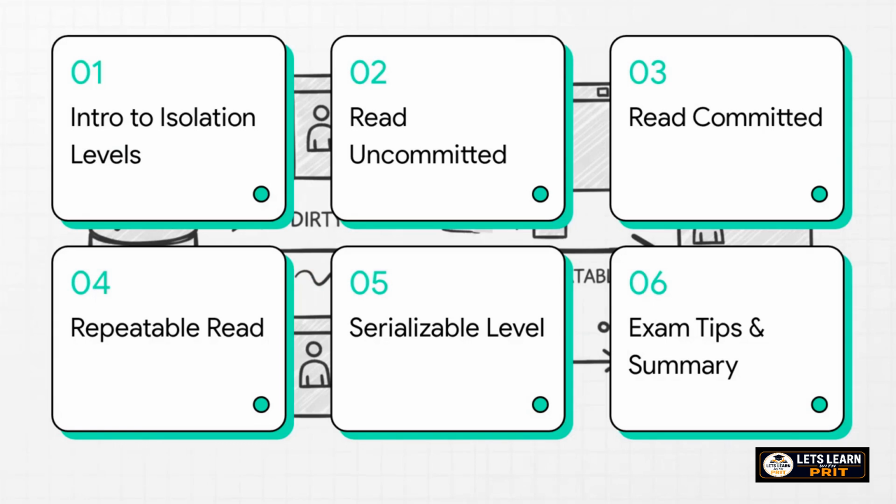Here's our quick roadmap for today. First, we'll do a quick introduction to isolation levels. Then we'll climb the ladder of strictness, starting from read uncommitted, moving up to read committed, then repeatable read, and finally, the serializable level. And, of course, we'll wrap up with some crucial exam tips and a summary.